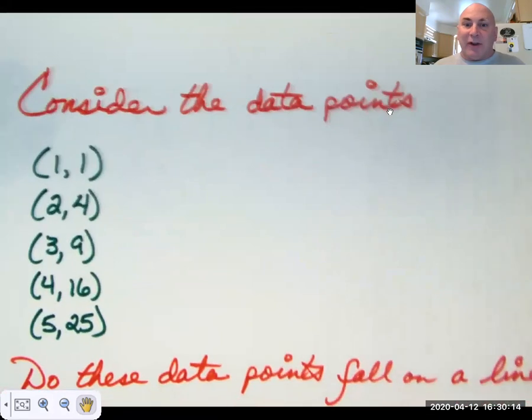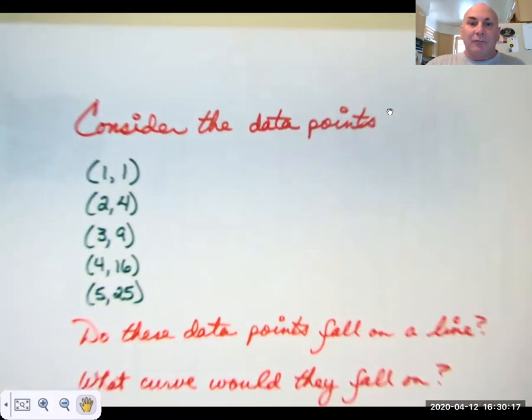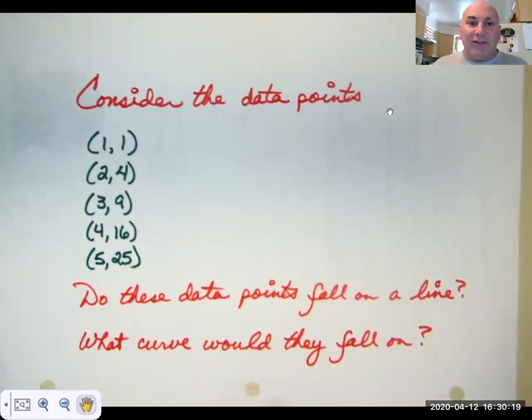So here are some data points. Take a look at those data points. Do those data points fall on a straight line? Clearly not. What curve would they fall on? Well, hopefully you recognize that the y-coordinate on each of those is the square of the x-coordinate. So those points would fall on a parabola, not linear. So what are we going to do? We're going to pull up a graph of those data points.